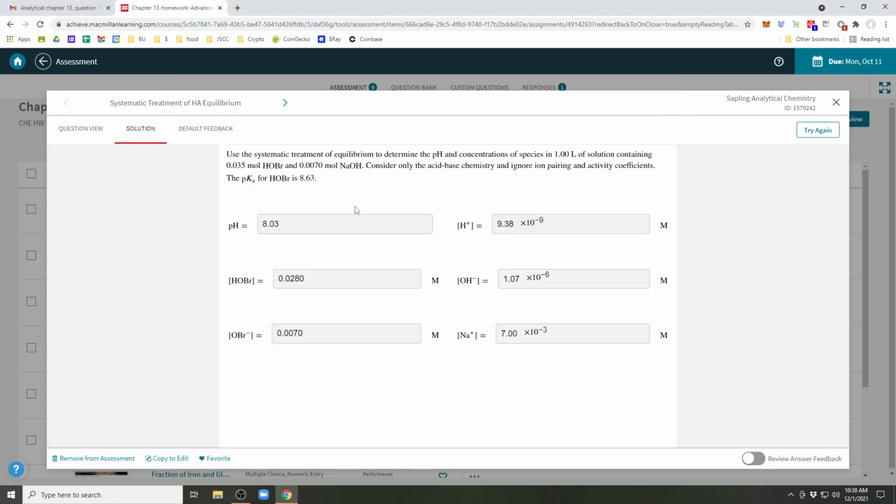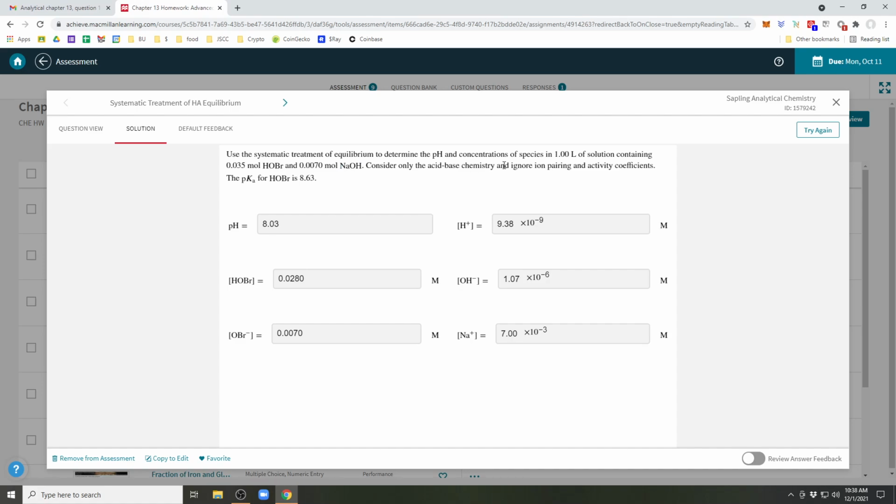Okay, so use the systematic treatment of equilibrium to determine the pH and concentrations of species in a 1 liter solution containing 0.035 moles of HOBr, which is your acid, and 0.0070 moles of NaOH, which is your strong base.